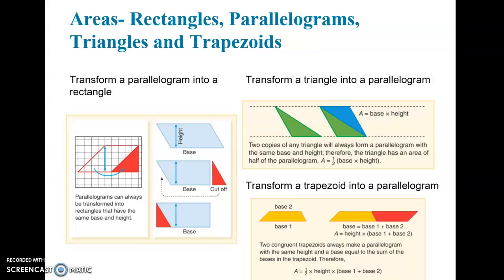In the figures, again, 2 congruent triangles can always be arranged to form a parallelogram with the same base and the same height as the triangle. The area of the triangle will therefore be half of the parallelogram, half the base times the height. And the last figure shows the method that results in the formula of a trapezoid.